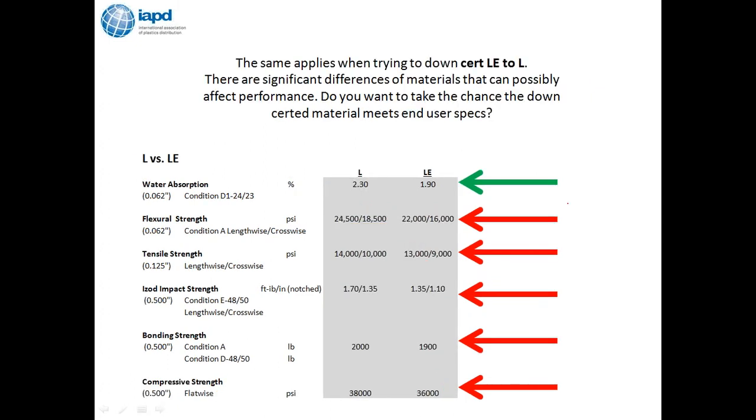And then the same thing literally applies to LE versus L. Once again, the LE has some better water absorption capabilities, but the same thing with the flexural strength, the tensile strength, the izod impact strength, bonding strength. The L material is much stronger than the LE, which is obvious. It's a mechanical grade versus an electrical grade. And then if you look at the compressive strength, this wasn't seen on the C versus CE comparison, but again, the LE can go up to 36,000 PSI versus the L 8,000. Again, if your customer is looking for, say, 37,000, you want this material, not that material.